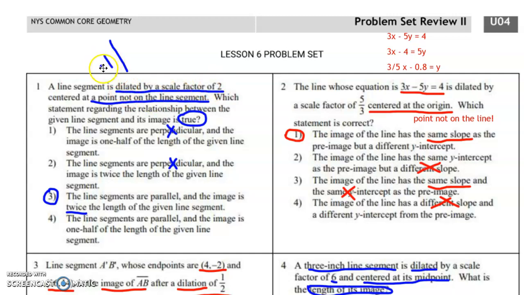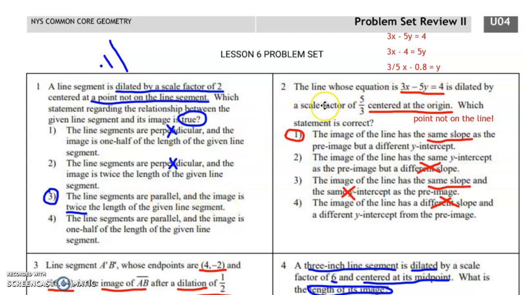The second thing that happens is it gets twice as far away from the center of dilation. This center of dilation is not on the line, which means the distance between the center of dilation and the line gets twice as long. All right, looking at this, we also know that this line segment and this line segment are parallel. They have the same slope. That means they're not perpendicular, so we cross off both of these perpendiculars. I know that it's going to be choice 3 because it's twice the length of the given line segment because I'm multiplying by 2, and the line segments are parallel.